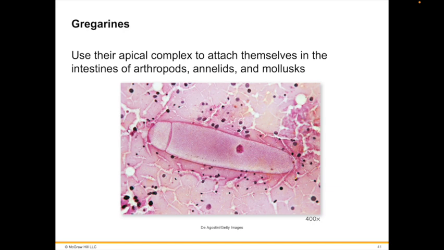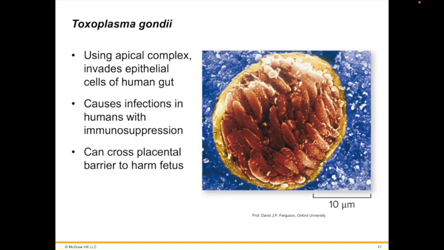So I won't go over the gregarines, but these are the ones that attach themselves in the intestinal epithelium of mollusks, annelids, and arthropods. And then Toxoplasma gondii invades epithelial cells of the human gut. Most individuals infected with this parasite mount an immune response, preventing any permanent damage. However, if that support from your immune system is not there, it could very well cause brain damage. Heart and skeletal tissues too can be damaged.